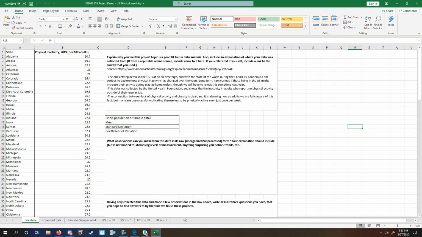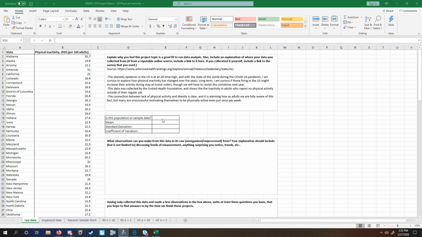I've also included a source for where the data is from. As noted here, if you are one of my students and you've collected this data on your own, then just include a link to the survey data and what questions you asked so I have an idea of that. So let's go ahead and get into the project itself and the computation.